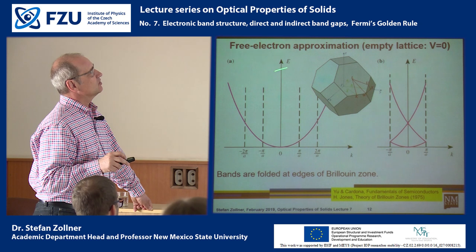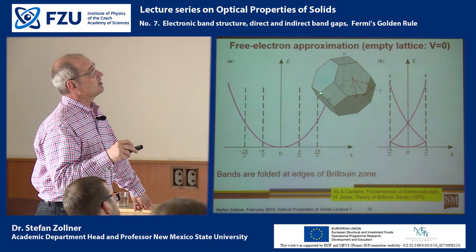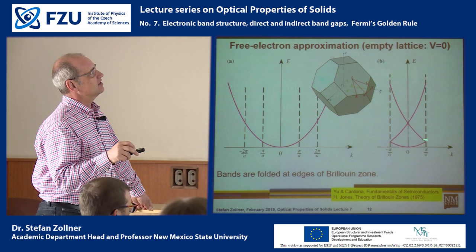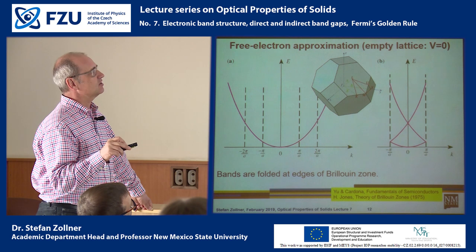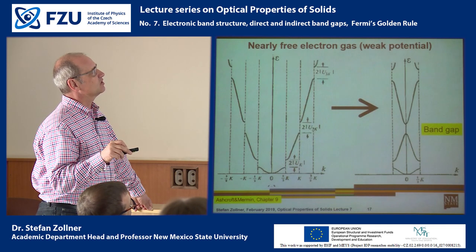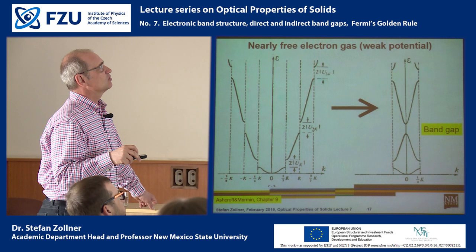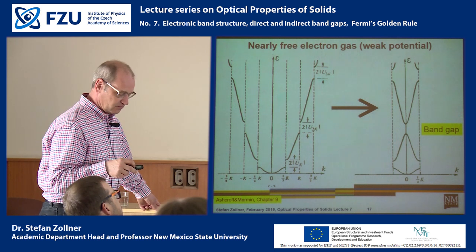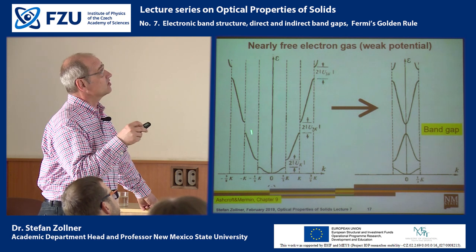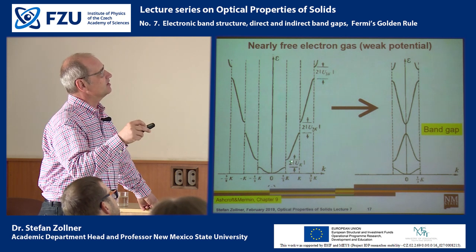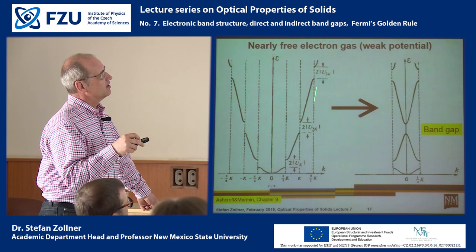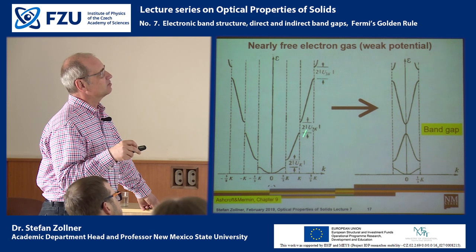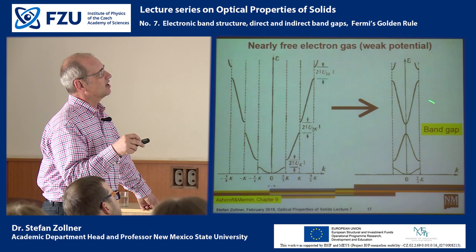Previously I showed you how we went from the free electron approximation to the empty lattice. But here at the empty lattice, we still have the degeneracies at the boundaries of the Brillouin zone. But now when we go to the nearly free electron gas, where there is a weak potential, then this parabola in the extended zone scheme, whenever we are at the boundary of the Brillouin zone or at a multiple thereof, we see that these gaps open up.